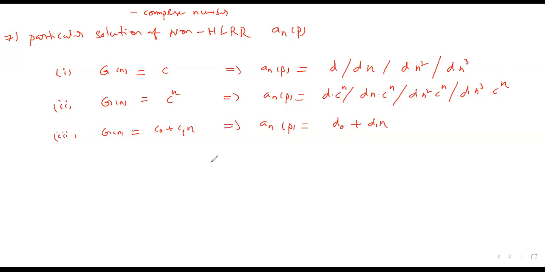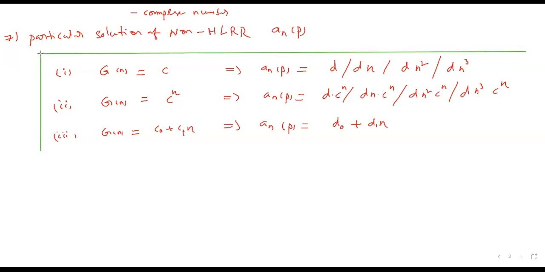Once again I am telling you, all of you listen. These are the 3 different cases. You will get only one of the cases in the problem. But you have to remember what is the right case here. That is very important. First we have to decide what is the Gn in the problem. Suppose case 1, Gn is the constant C.